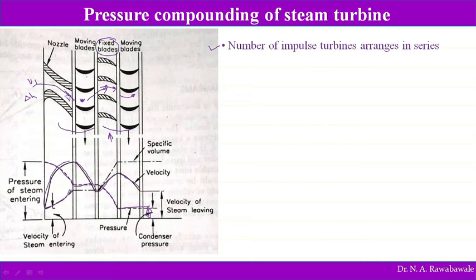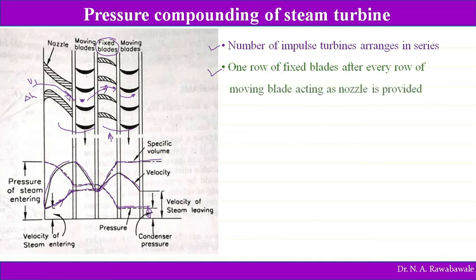When pressure falls, specific volume starts to increase. When pressure remains constant, specific volume remains constant. Again pressure falls in this region, whereas specific volume is going to increase. So when pressure remains constant, specific volume also remains constant. So now we can see one row of fixed blades after each row of moving blade acting as a nozzle. So here after every set of moving blade there is one set of fixed blades, and this set of fixed blade acts as a nozzle.